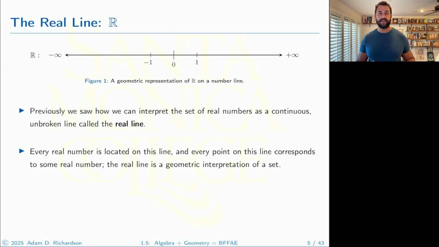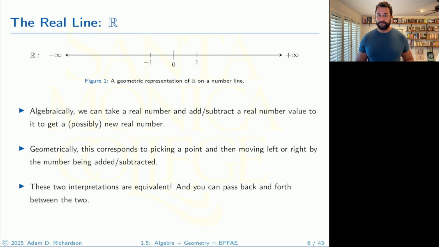What we saw back in section 1.2 is you can interpret the set of real numbers as a continuous, unbroken line that we call the real line. Every real number is located on that line, and every point on that line corresponds to a real number. If you give me any real number, I can point to it on this line. Or if you pick any point on this line, it corresponds to a real number that I can tell you what it is. That's the idea.